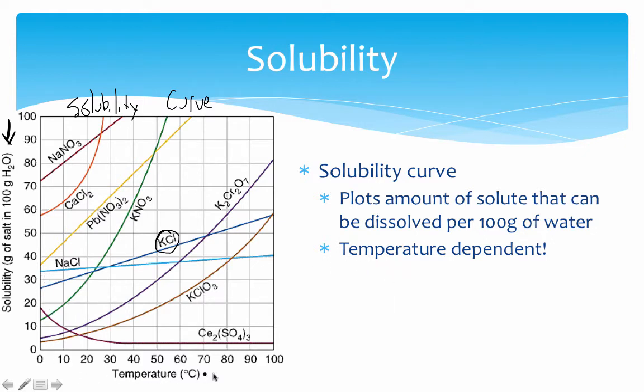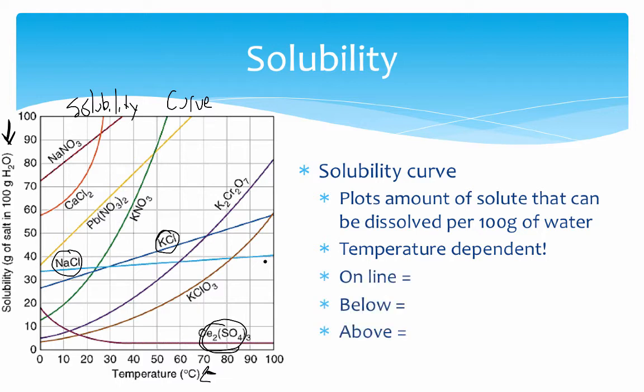As the temperature on the x-axis increases, we see most of the graph lines slope up, which is what we said before, with a couple examples like the cerium sulfate down here sloping downwards, and even sodium chloride, which actually stays pretty level throughout the process. We don't get a lot more sodium chloride dissolved in water simply by increasing the temperature.